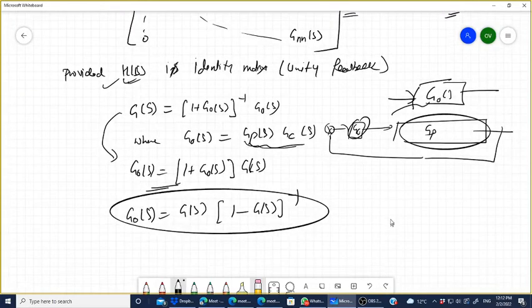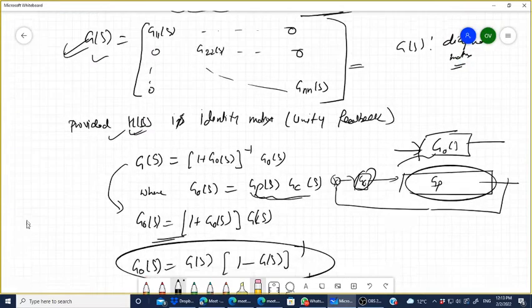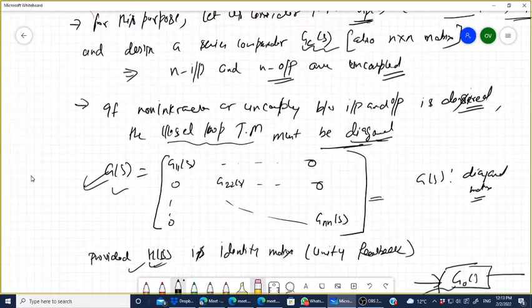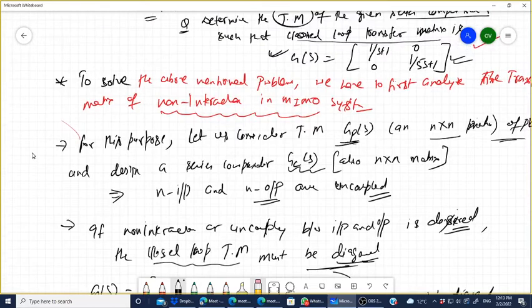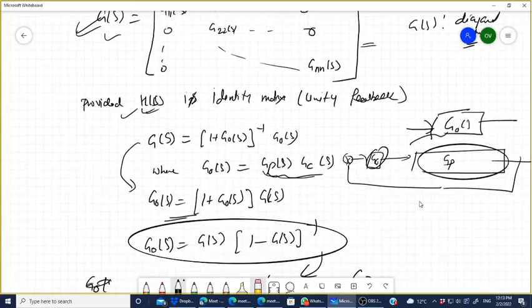सो अभी आपने कैलकुलेट किया साहब कि G naught is equals to G into 1 minus G inverse. ये इस इक्वेशन से आप डायरेक्टली कह रहे हो. And G is given for the above problem. What is the G? You can see here. Closed loop transfer G is given: 1 by S plus 1, 0, 0, 1 by 5S plus 1, right?